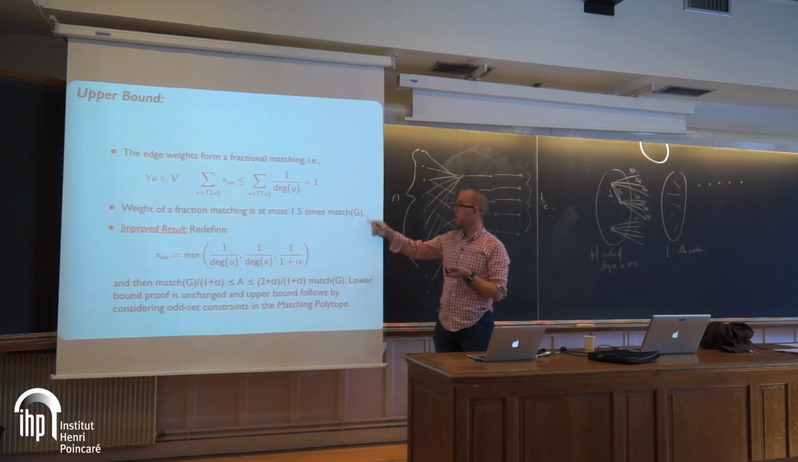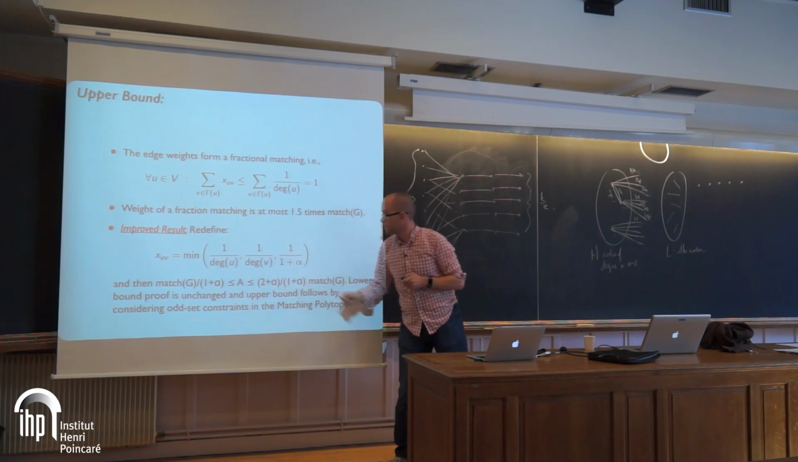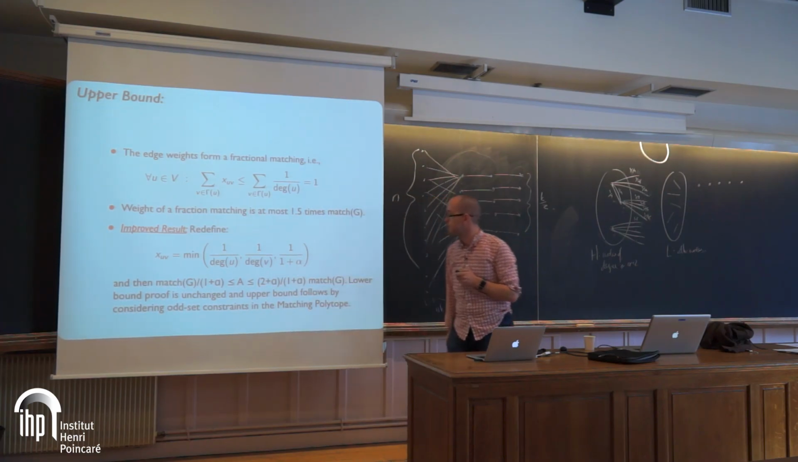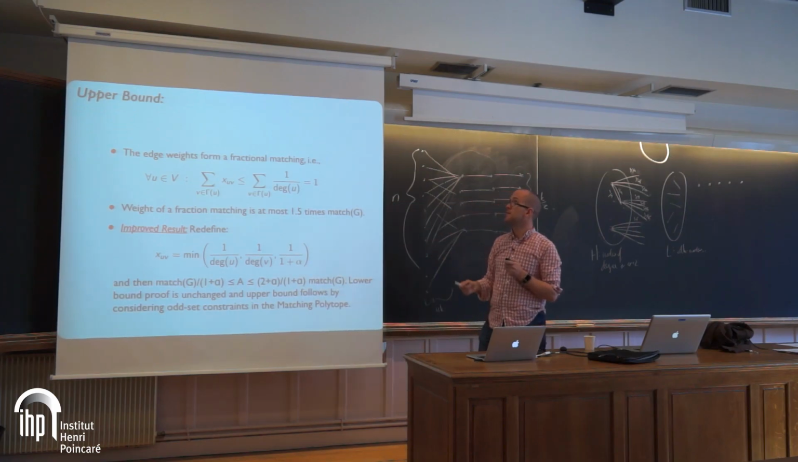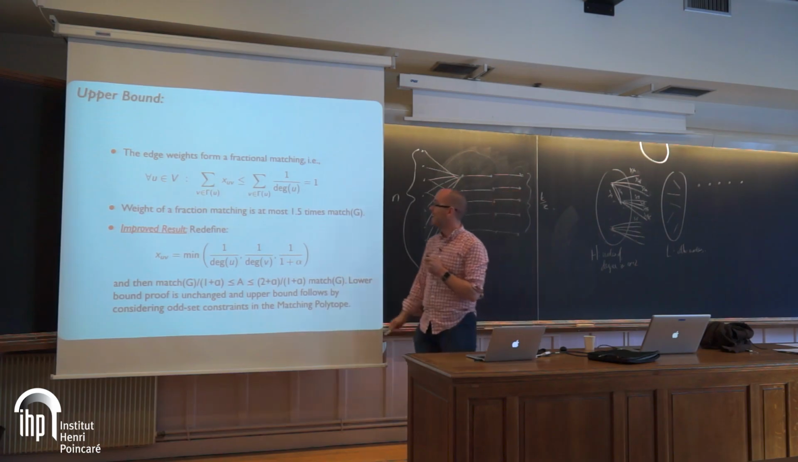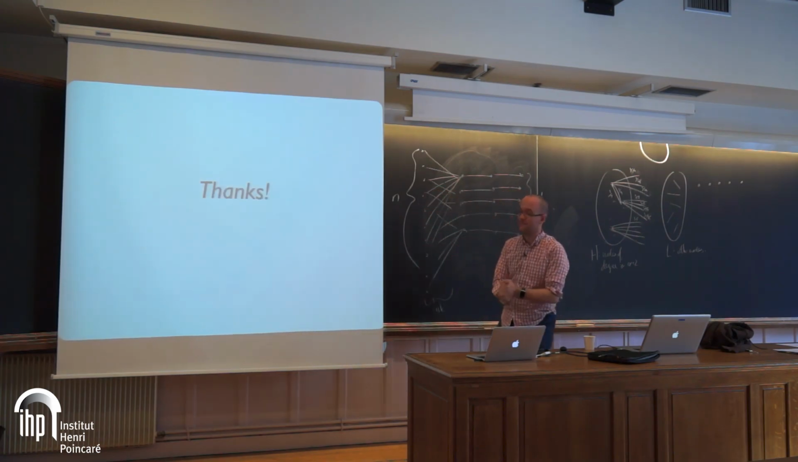So it means that if you know A, you know the size of the optimal matching in your planar graph up to a factor alpha plus 2. And the basic idea is the lower bound is unchanged. You can generalize the statement about fractional matchings to argue that you satisfy odd set constraints in Edmonds' characterization of the matching polytope to get a smaller number than 1.5. In particular, you get this number.